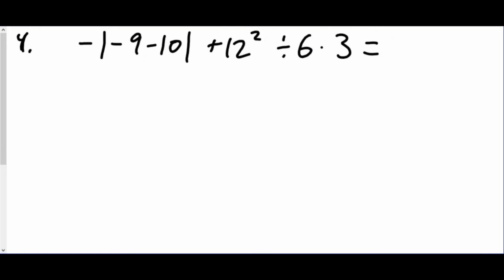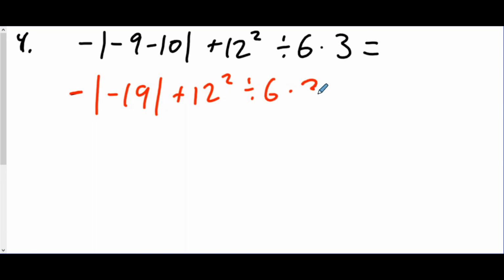Those are again a grouping symbol, so I want to make sure to evaluate those. So negative 9 minus 10, that is going to be a negative 19. So I will keep that negative out here. Absolute value of negative 19 and rewrite the rest of it. Now I can take the absolute value of negative 19, which would be positive 19, keeping the negative that was already outside.